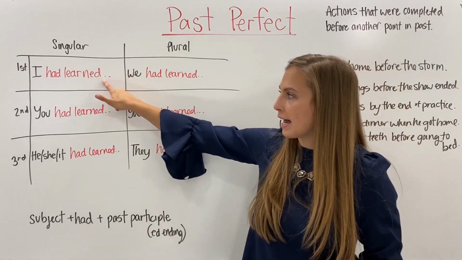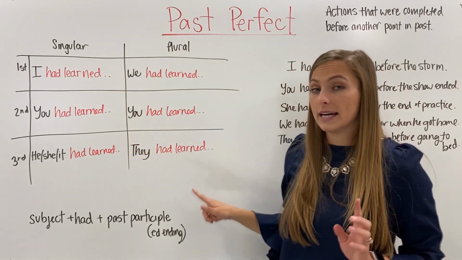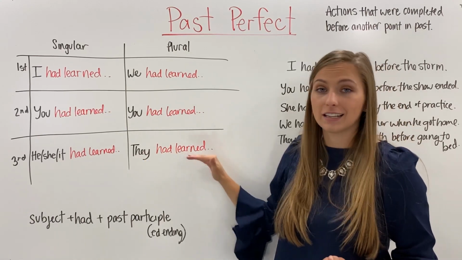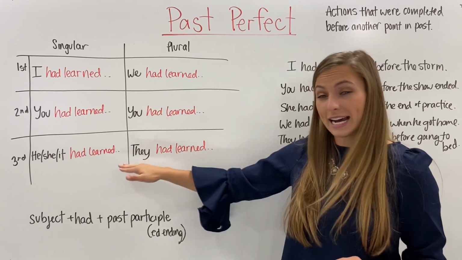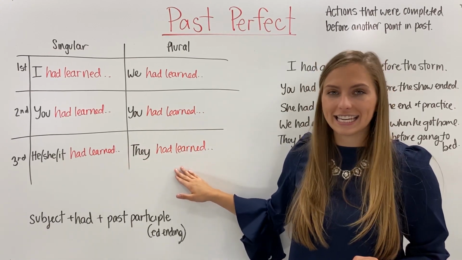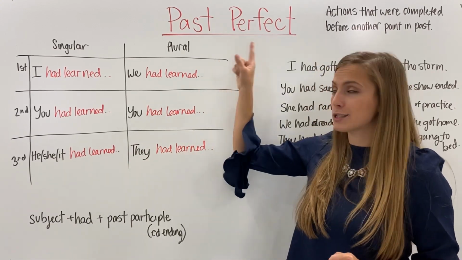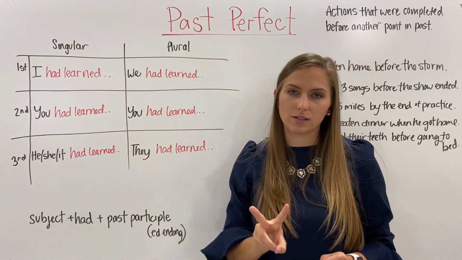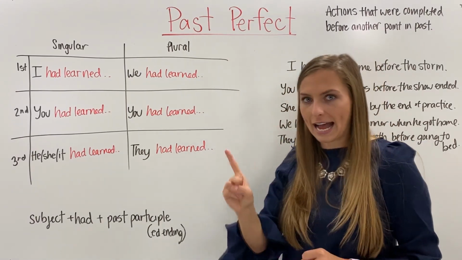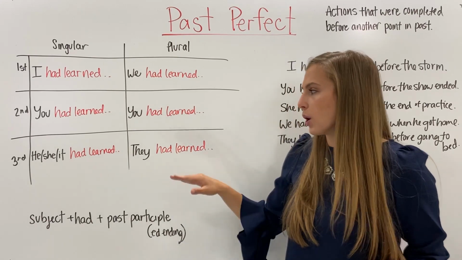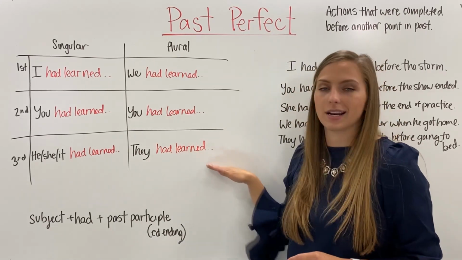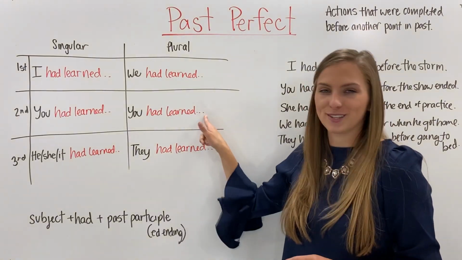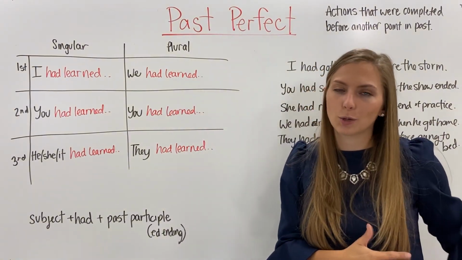The reason why I put some dots here though, it's important to remember, they had learned is not a sentence. Even though it has a subject and a verb, we cannot end here because past perfect has to have two actions or either an action and a time frame. So because that does not have the two actions, this is not a complete sentence. So that is why I put the dots to mean it will continue.